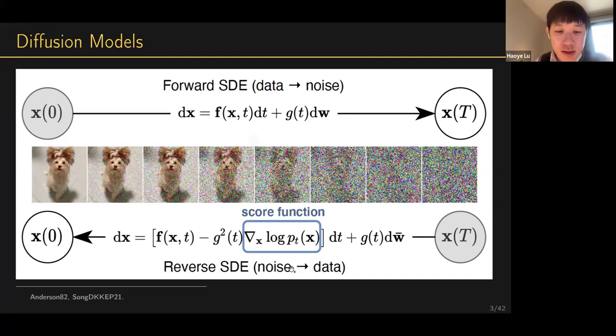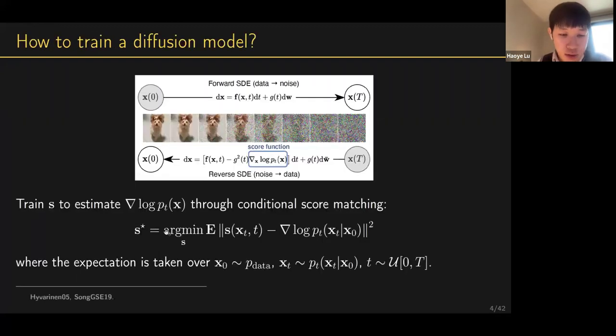In this reverse SDE, the only unknown is the score function, in particular the marginalized score function. To learn this, we usually use a neural network to estimate it. Here we need to minimize an MSE loss, which we usually refer to as conditional score matching. The expectation is taken over first a sample X0 from the data distribution, and then we sample XT from the transition kernel. Here T is sampled from a uniform distribution ranging from T0 to capital T.